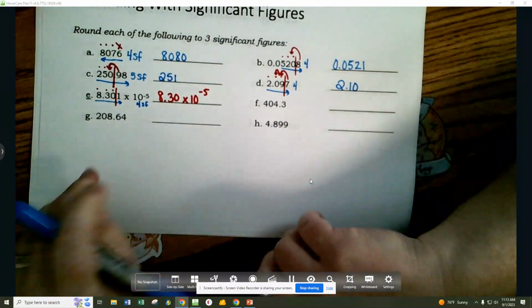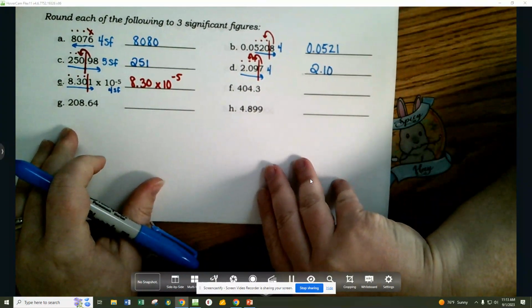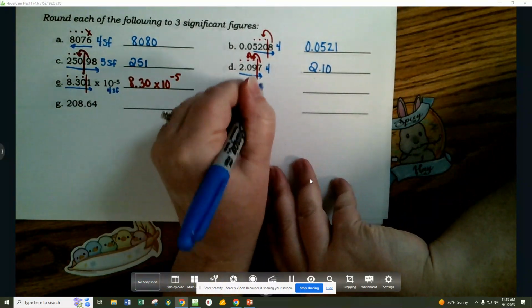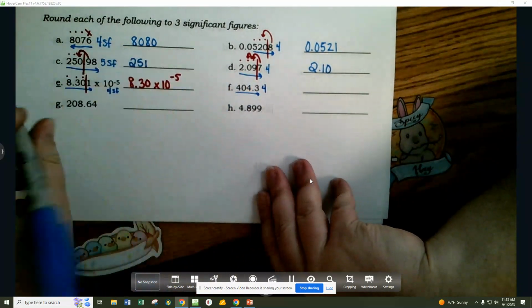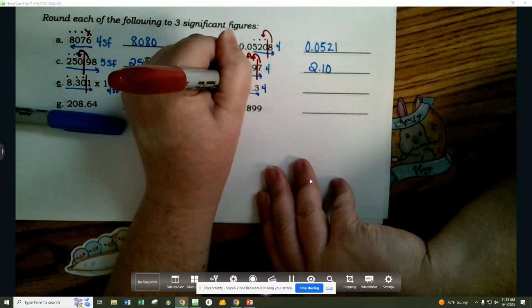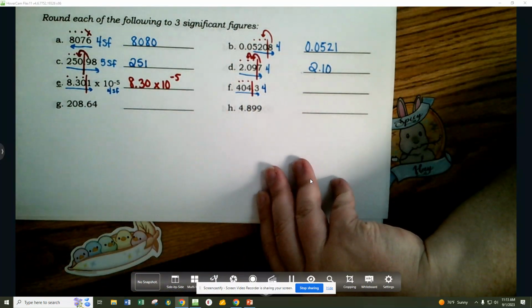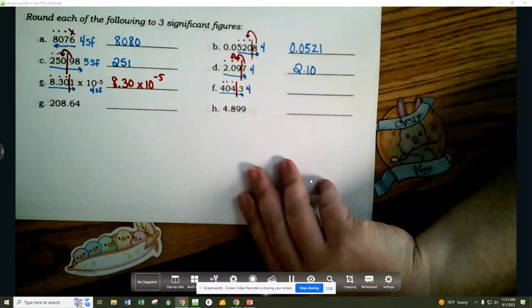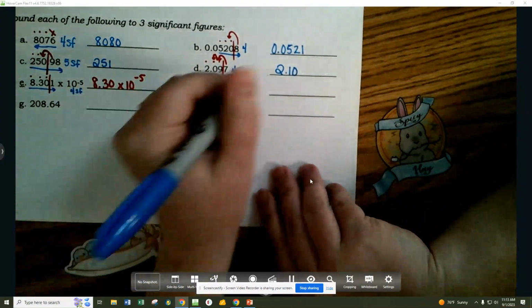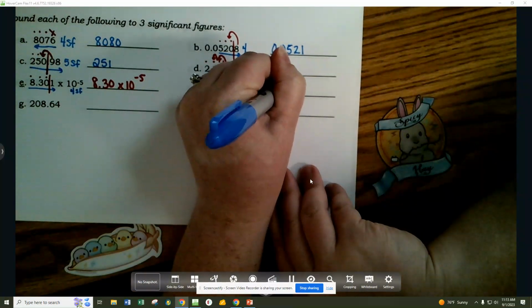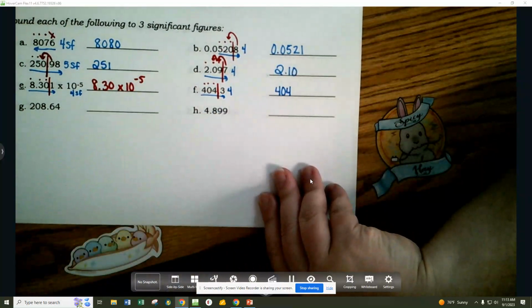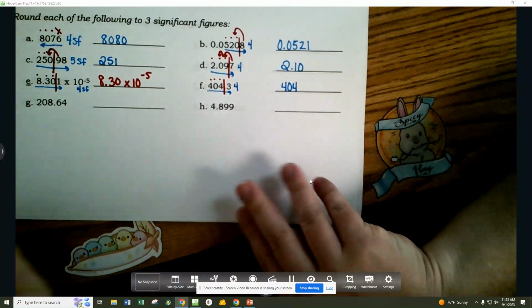Okay. In F, we have 404.3. In total, there's 4 sig figs. I can keep my hundreds place, tens, and ones. The 3, the decimal, is going to have to go, and it is not going to round my value up. Okay, so I write my answer as 404. With the Atlantic rule, that does have 3 sig figs.